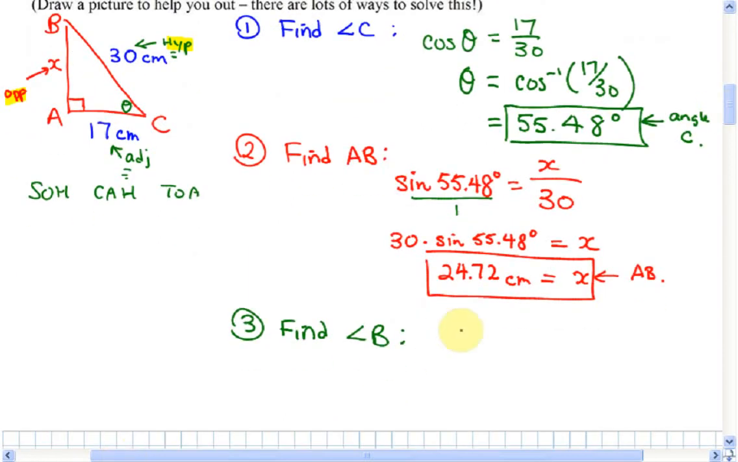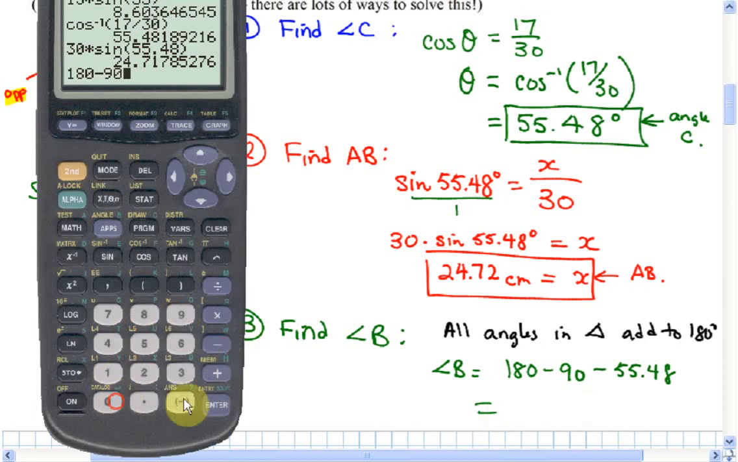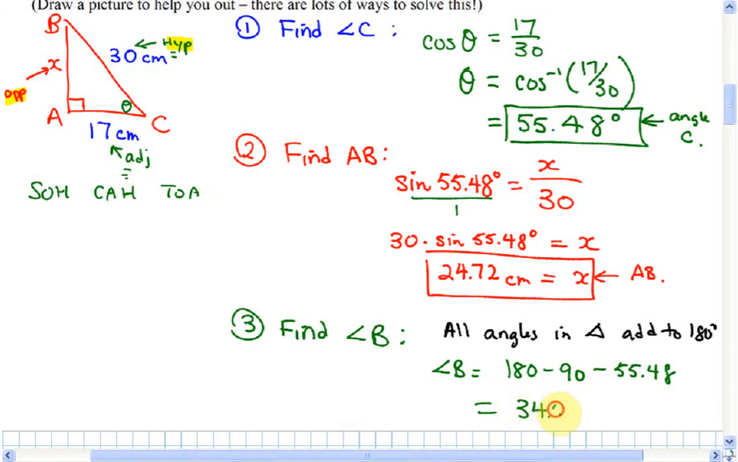You bet. You can use this fact that all the angles in a triangle add to 180. So by knowing the other two, you should easily be able to find the third. So angle B equals 180, subtract off 90, and then I'll also subtract off the 55.48. So what do we have? That would be 180 minus 90 minus 55.48 equals, I think, 34.52. And then this is angle B. Double check your calculations. Okay?